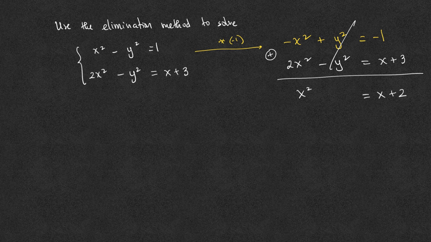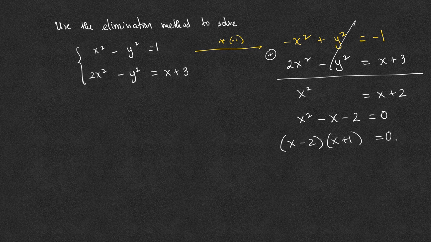This is a quadratic equation. To solve it, we zero this out. x squared minus x minus 2 equals 0. We can factor this as x minus 2 times x plus 1 equals 0. -2 times 1 is -2. -2 plus 1 is -1.